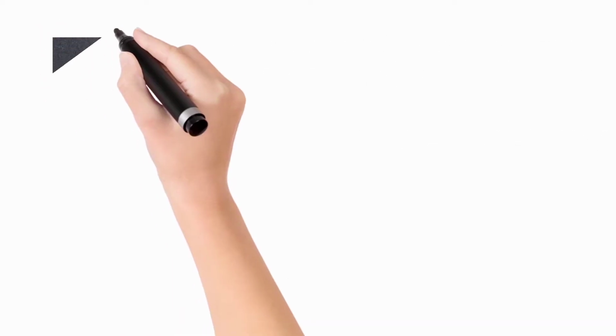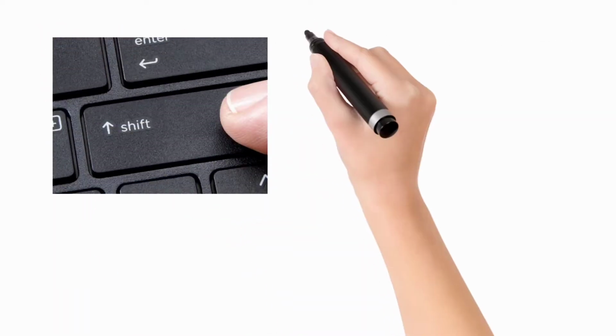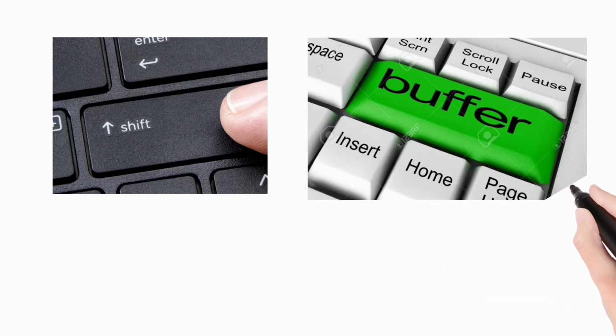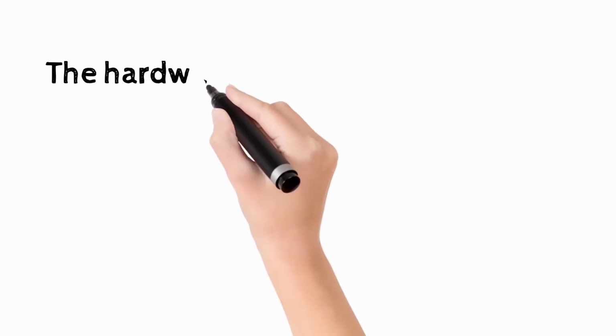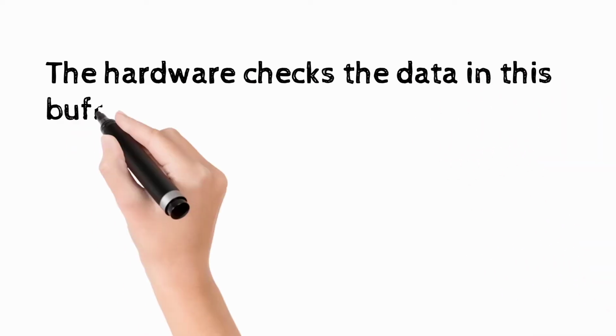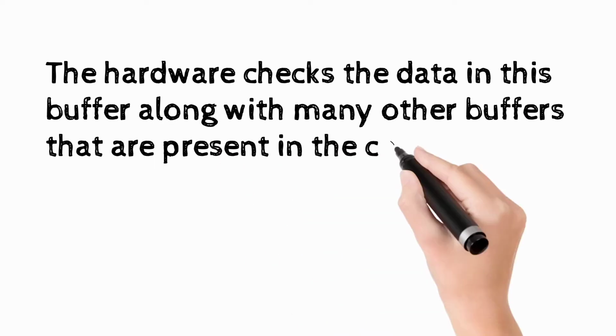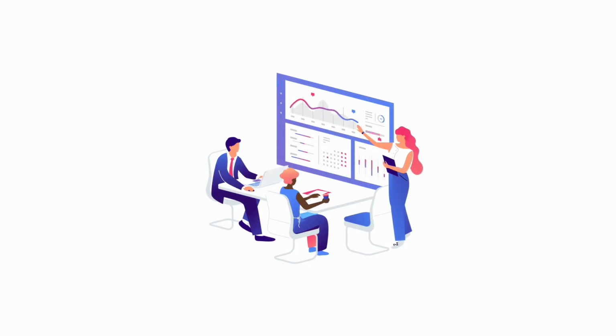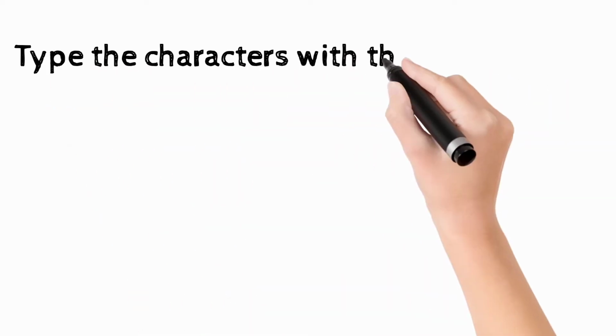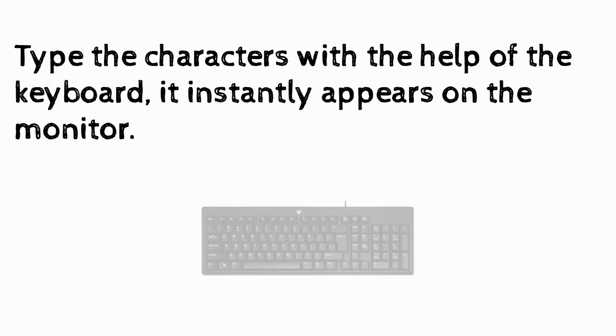Alphabets like A to Z, numbers like 0 to 9, and symbols like @, hashtag, asterisk, etc. can be entered. When we press a key on the keyboard, the key pressed is stored in a buffer, known as the keyboard buffer. The hardware checks for the presence of data in this buffer, along with many other buffers that are present in the computer. Since the speed of the computer is very high, when we type characters with the help of a keyboard, they instantly appear on the monitor.